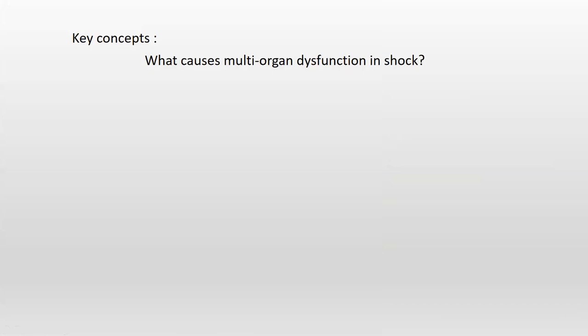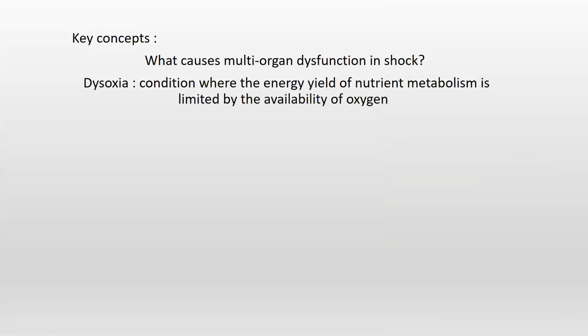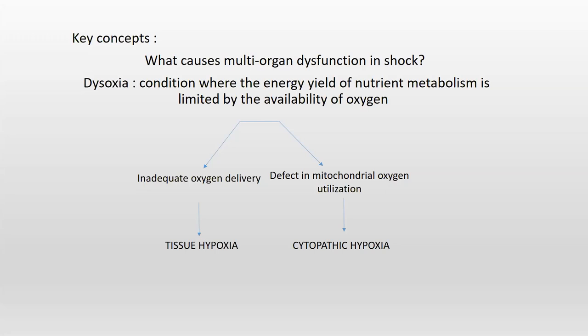Another key concept: what causes multi-organ dysfunction in shock? Multi-organ dysfunction is a clinical expression of dysoxia, which is a condition where the energy yield of nutrient metabolism is limited by the availability of oxygen. Dysoxia can result either from inadequate oxygen delivery or a defect in mitochondrial oxygen utilization. Inadequate oxygen delivery is tissue hypoxia, and the defect in mitochondrial oxygen utilization is cytopathic hypoxia.